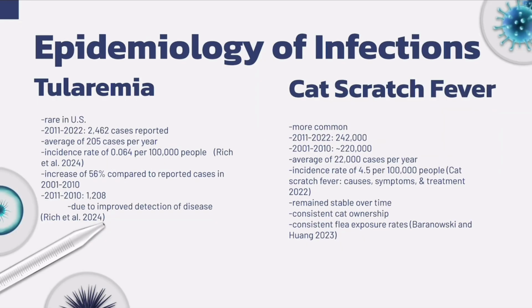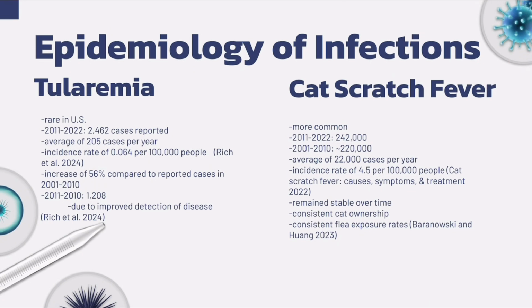Epidemiology of the infections. Tularemia is rare in the United States. From 2011 to 2022, 2,462 cases were reported at an average of 205 cases per year, with an incidence rate of approximately 0.064 per 100,000 people. This represents an increase of roughly 56% compared to the cases reported in 2001 to 2010, which was 1,208 cases. This may be due to an improved detection of the disease and recent outdoor exposure trends.